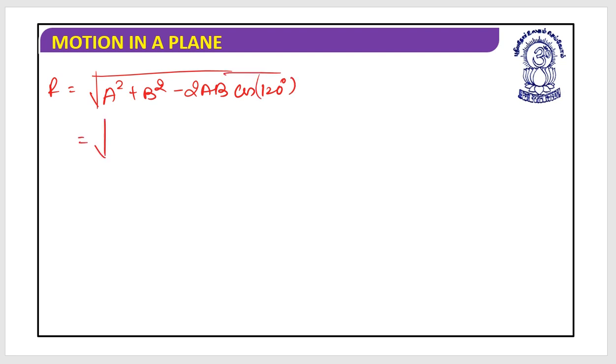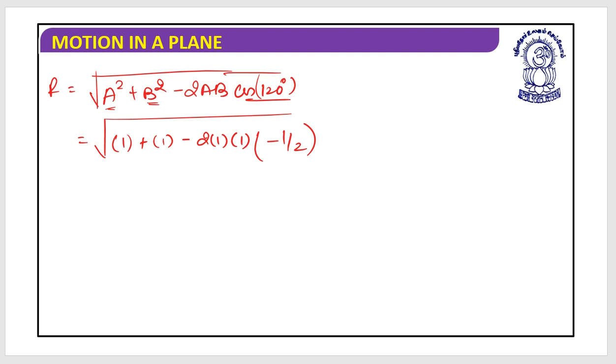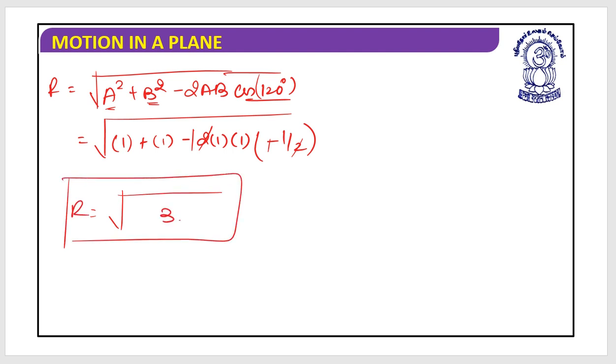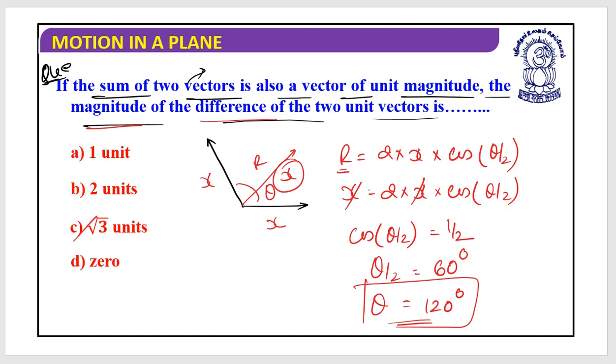Yes, they are unit vectors. I know unit vectors are vectors having a magnitude of 1. So 1 square is 1, b square is 1, minus 2 into 1, 1 into cos 120 degrees. Do you know the value of cos 120? No? Please remember this. It's minus 1 by 2. So this minus minus has been cut, and this is root of 1 plus 1 plus 1. It's root of 3. This is the magnitude of the resulting vector, and this would be the answer. I hope this is clear.